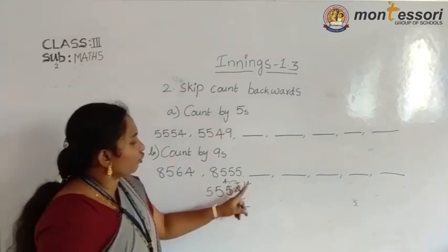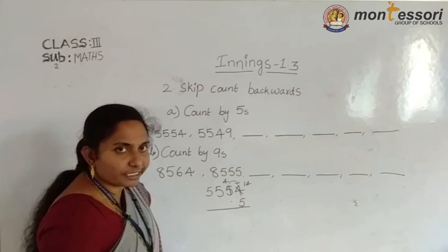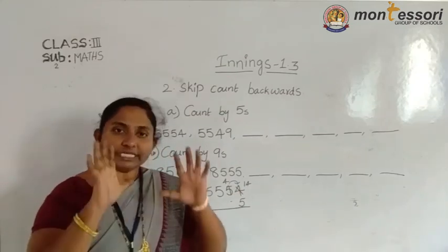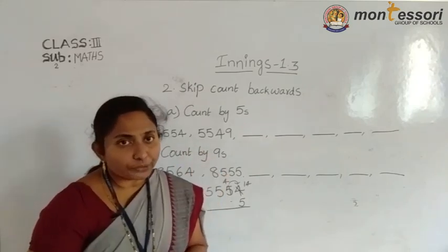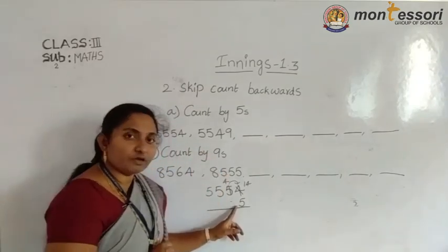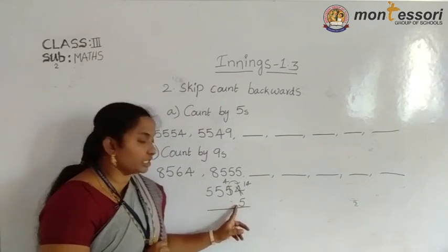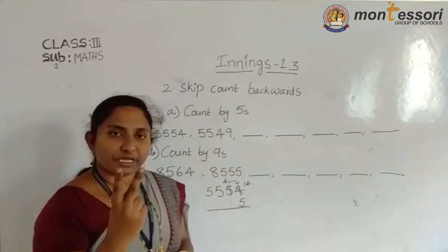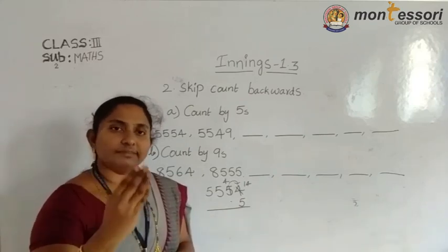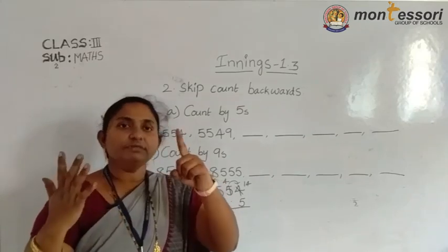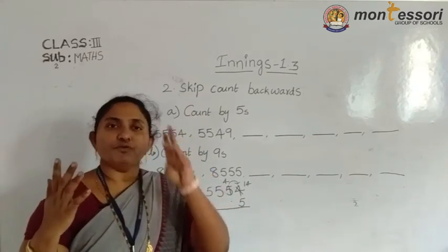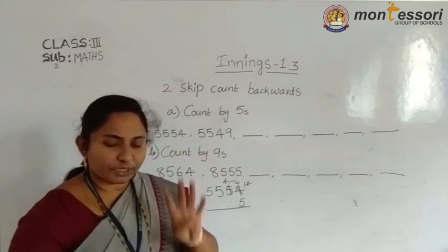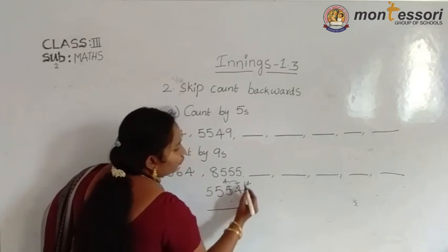Now here, 14 minus 5. Do we have 14 fingers? No. We only have 10 fingers. So what can we do? The number given here is 5. Now after 5: 6, 7, 8, 9, 10, 11, 12, 13, 14. So 14 minus 5, what is the answer? 9. We count after 5 up to 14.